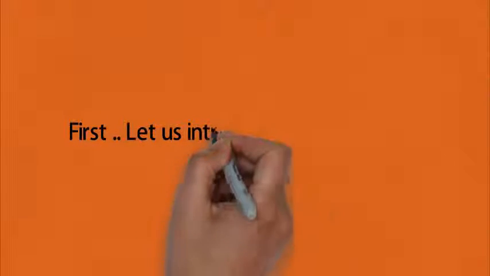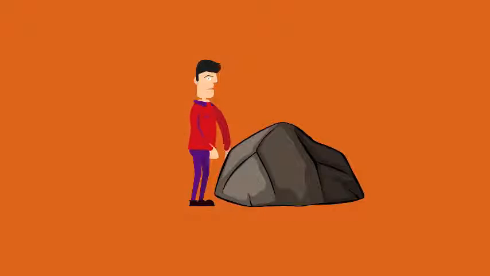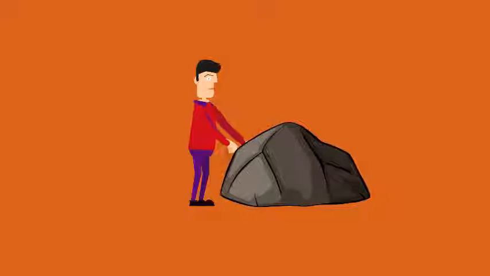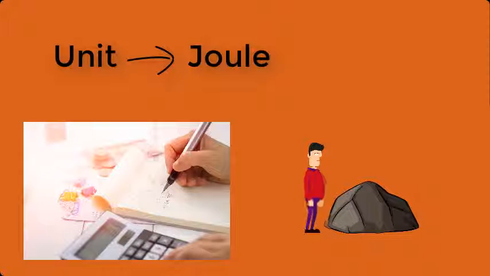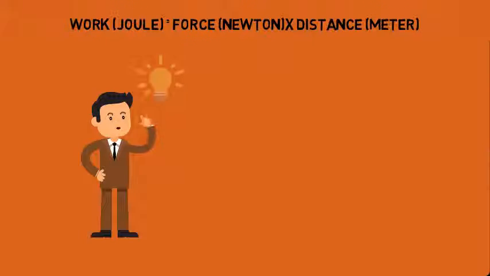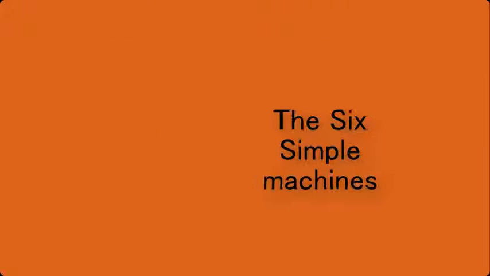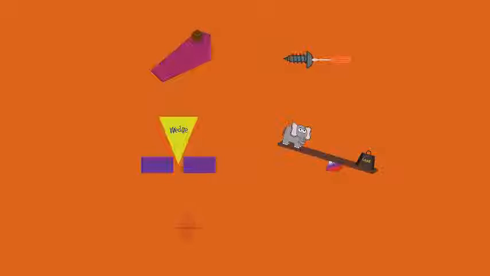First, let us introduce some concepts. Work is known as the energy needed to move an object. Its unit is joule, and it can be calculated through the following equation. Work in joule equals force in Newton multiplied by distance in meter. Please keep in mind this equation, as we will be back to it very soon after reviewing the 6 simple machines. The 6 simple machines are the inclined plane, screw, wedge, lever, wheel and axle, and pulley.